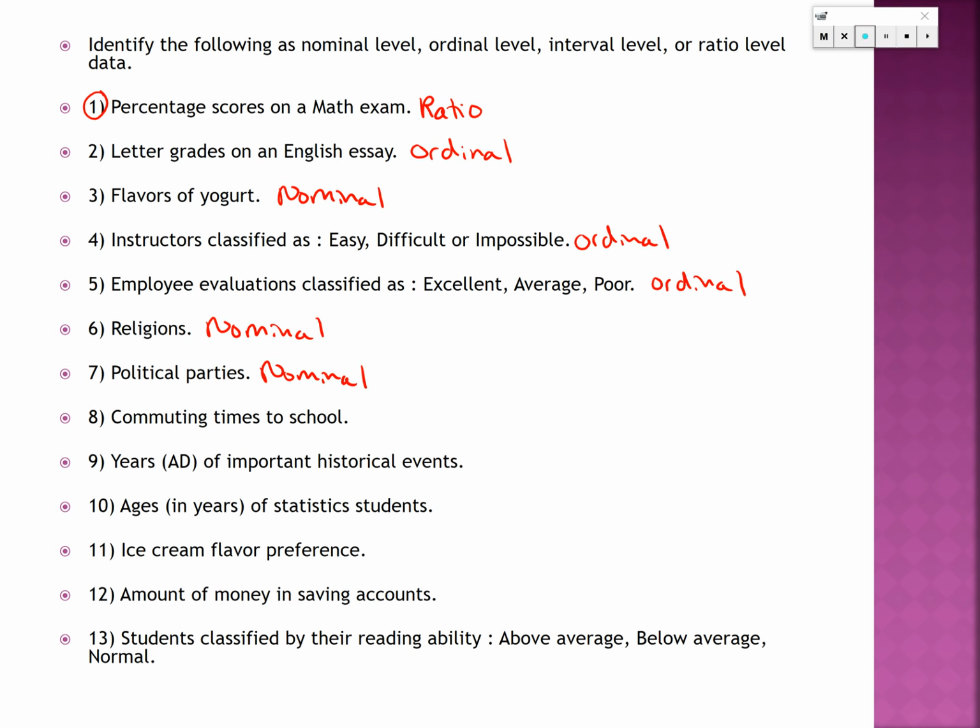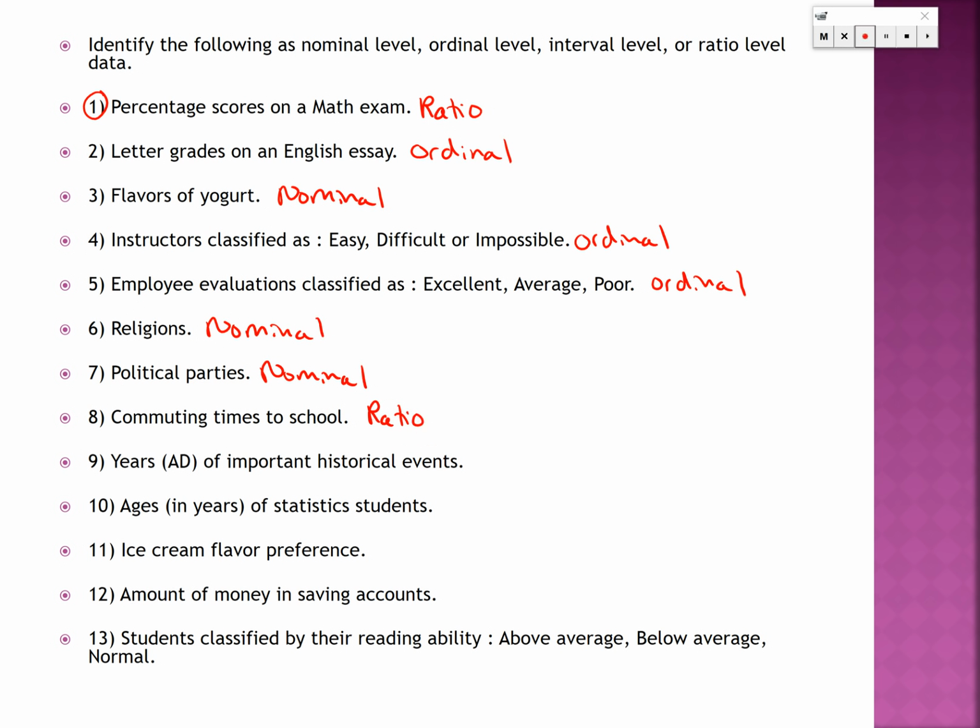Commuting times to school. If I think about times, time is a measurement, so I'm looking at either interval or ratio levels. And if I am traveling for 0 minutes, I have not traveled at all. 0 means 0 time has passed. So if 0 means 0, we have ratio level.